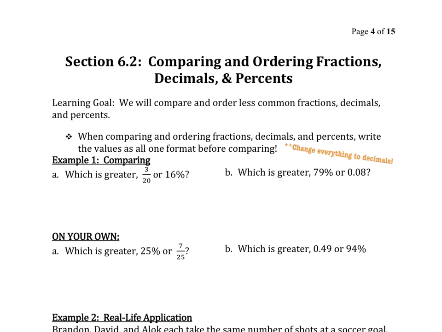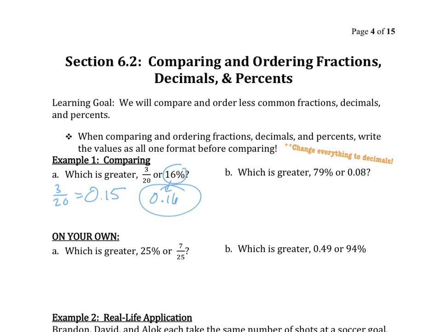Now, if we want to know what 3 over 20 is as a decimal, just type into your calculator 3 divided by 20, since each fraction is really just showing a division problem between those 2 numbers. Once you type it in, you'll see that 3 over 20 is really equal to 0.15. Now, it's compared to 16%, but we know that 16% is really just 0.16 once we move that decimal point 2 places over to the left. So if we have 0.15 and 0.16, we know that the 16% is the greater of the 2 numbers.